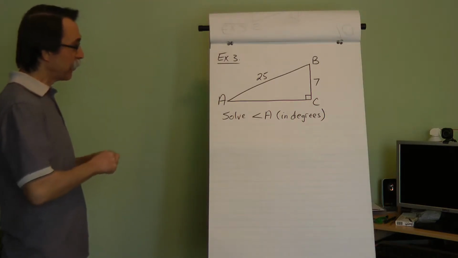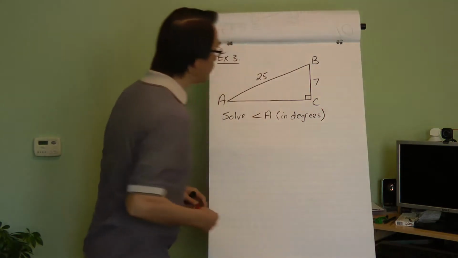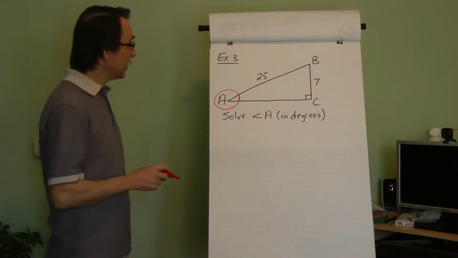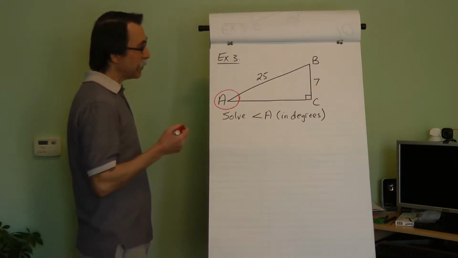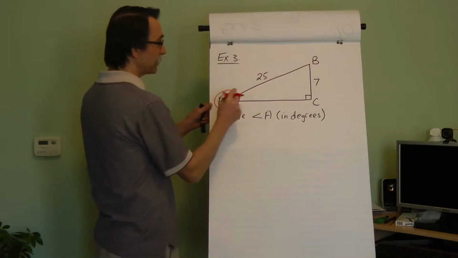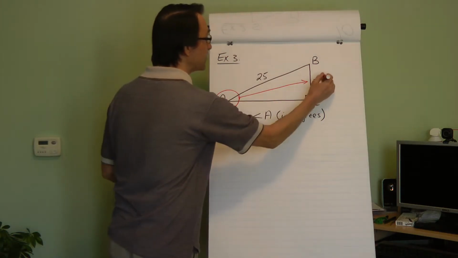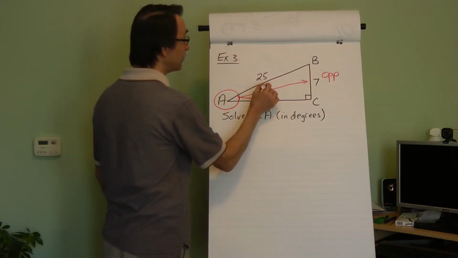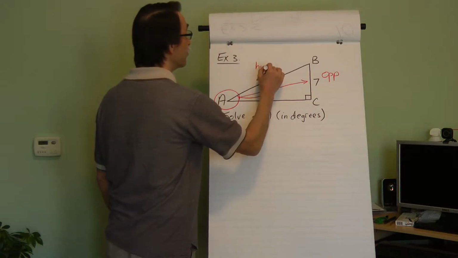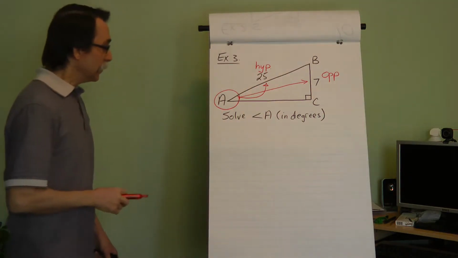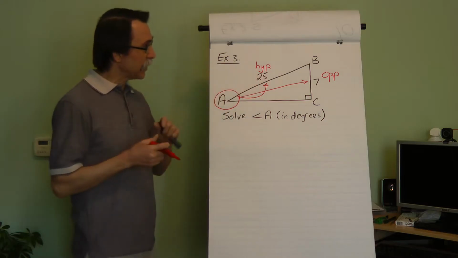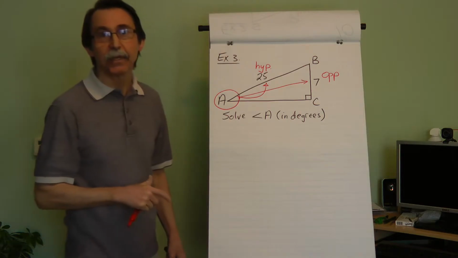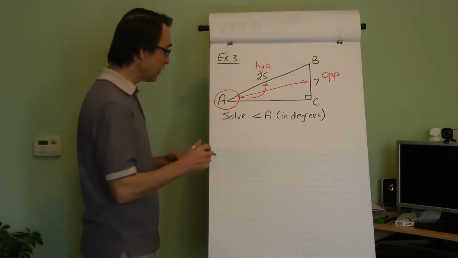Well, just like before, we're going to circle our angle of interest. There's our angle of interest. We don't know it yet. But we are going to name the other two sides relative to this. So we've got that one, that's the opposite. And we've got this one, which is the hypotenuse. So if you take a look at your chart, you'll see that opposite and hypotenuse, they would suggest sine.